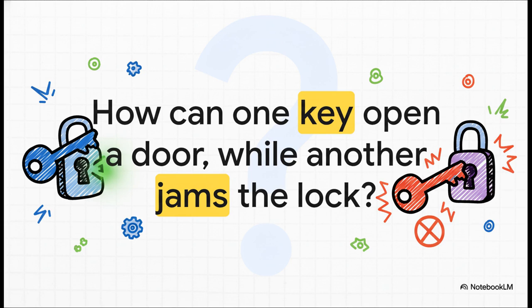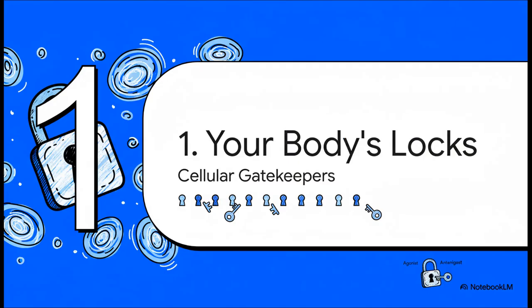How is it possible that one tiny little key can open a super important door inside your body, while another one that looks almost identical just gets stuck and jams the whole thing up? The answer to that is the secret sauce behind how a ton of modern medicines get the job done. So, before we can even begin to understand the keys, we have to talk about the locks. And as it turns out, your body is just full of them.